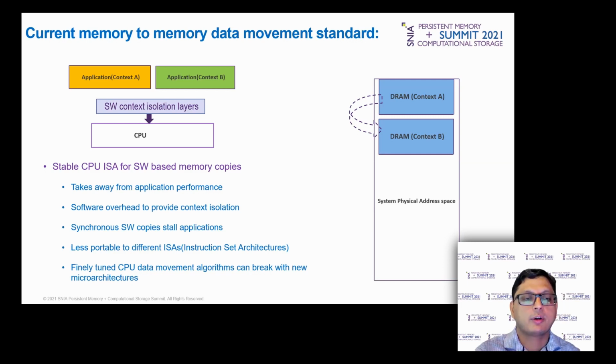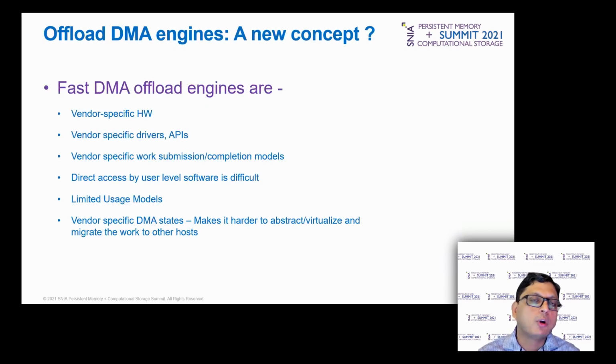When you have a synchronous software copy operation happening, that can stall the applications from doing anything more useful with the CPU. And then it's less portable to different instruction set architectures, which means that finely tuned CPU data movement algorithms can now break with new microarchitectures. So what do we do about this? We can offload to DMA engines. Is that really a new concept?